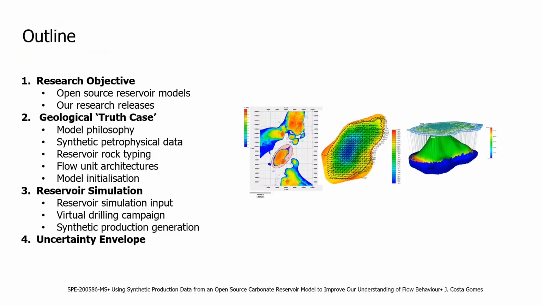In part one of my outline, I'll start off with the research objective, which has been to create a new open source carbonate reservoir benchmarking case study that accounts for geological uncertainties inherent to carbonate reservoirs. I'll mention briefly the existing open source models, and then I'll go straight into the ones we have developed in-house, which comprises one undisclosed truth case, along with 72 open access geological versions for the same dataset.